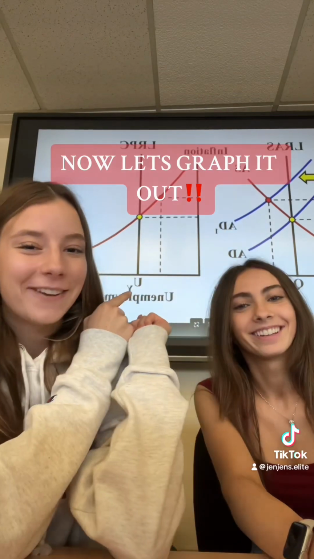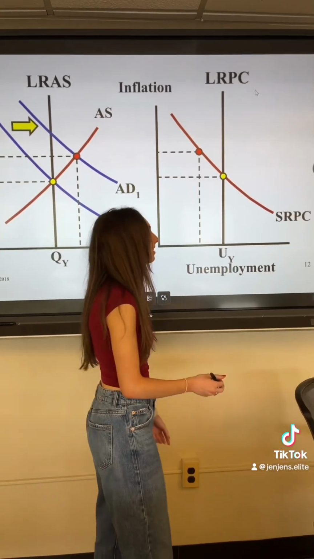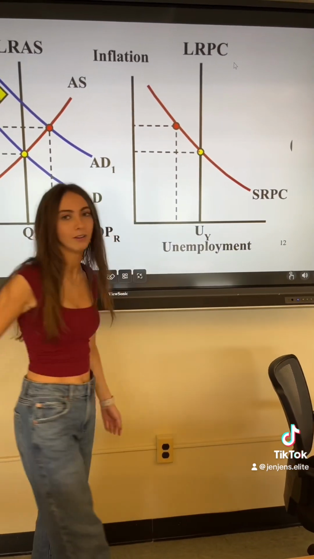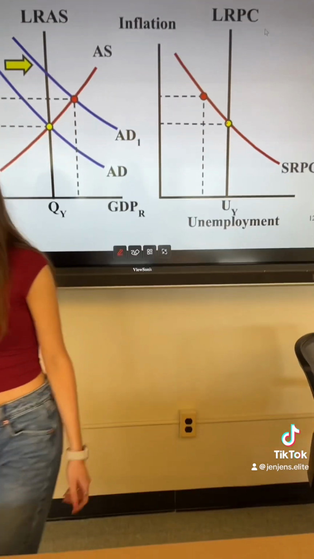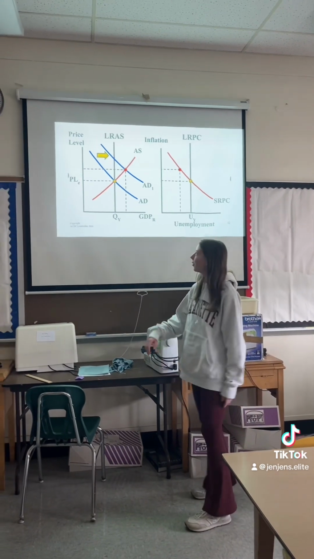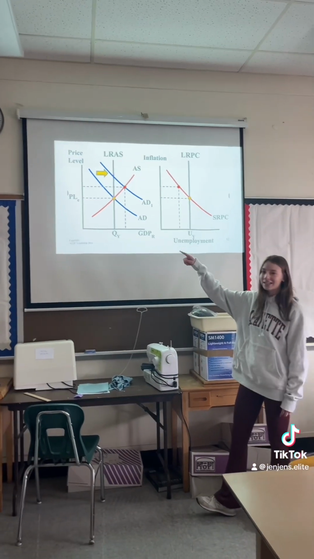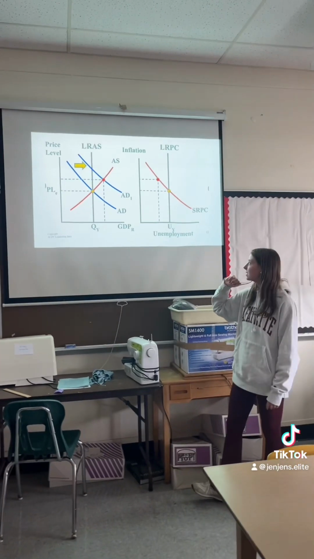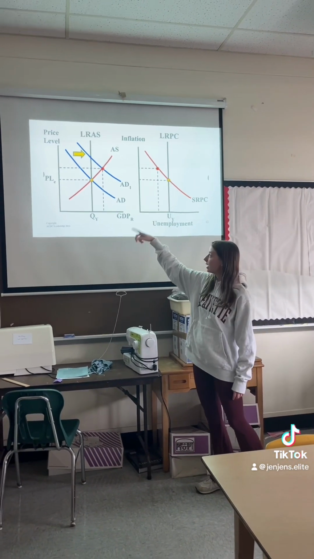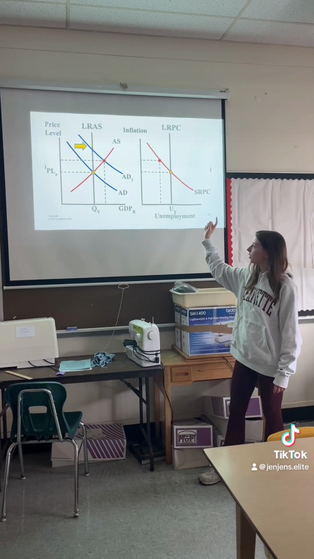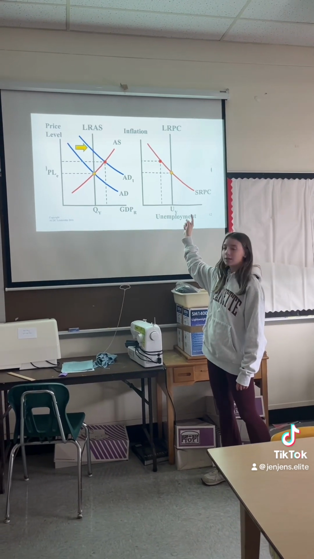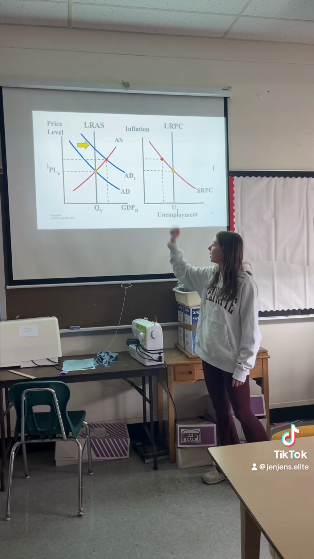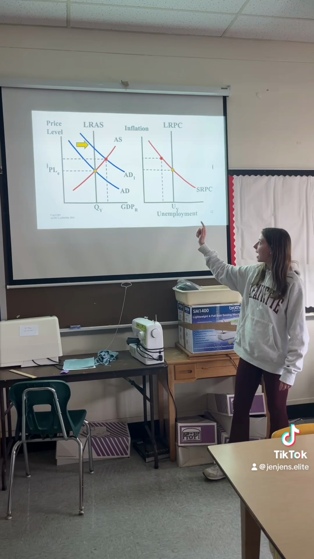Now let's graph it out. The LRPC is always vertical, and right here is the rate of unemployment at 5%. Okay, so in this graph, the AD shifts to the right, which creates a movement along the SRPC. And since the AD shifts to the right in the first graph on the Phillips curve, the point is going to go from the natural rate of unemployment to the left, which will create an inflationary gap.